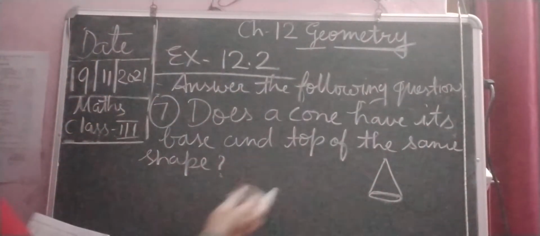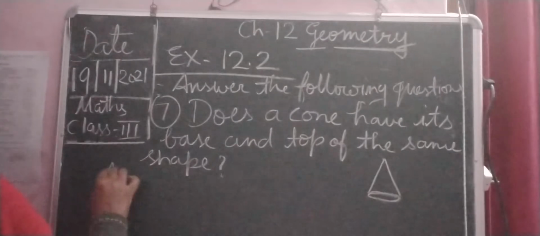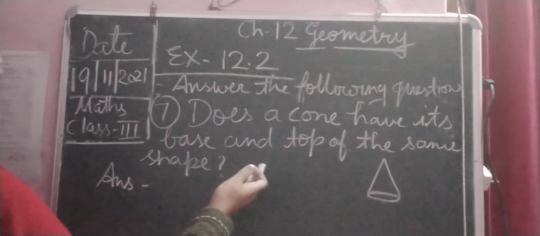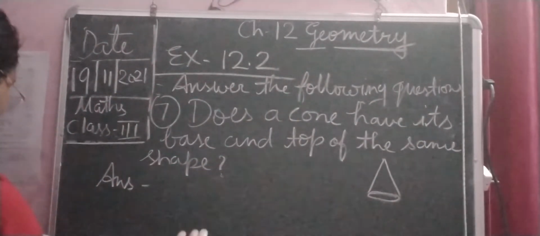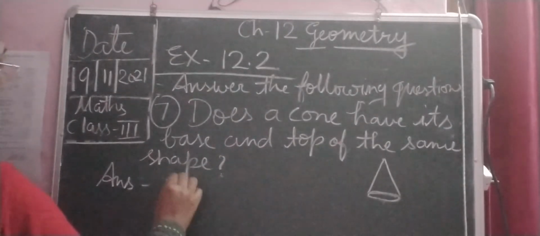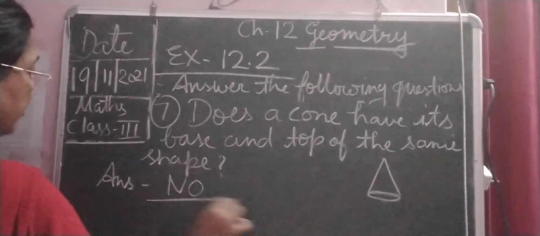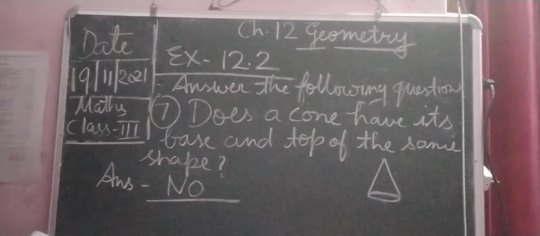Because the lower part is circular, we don't see the top of the same shape. No, this is not the same shape, so we will write no. So write down no.